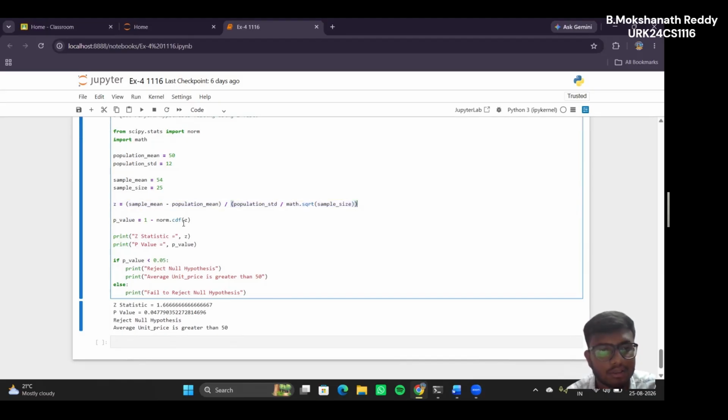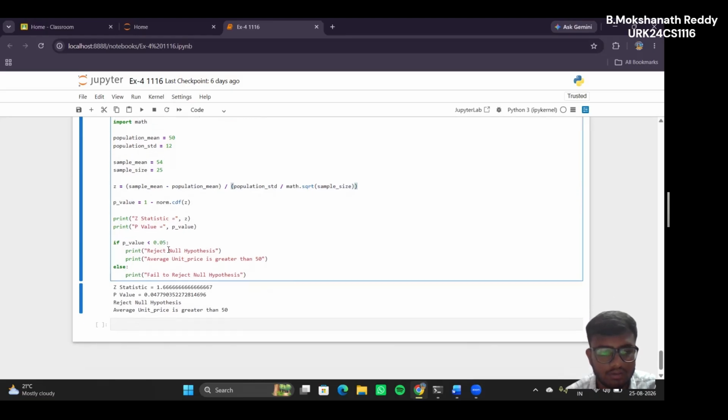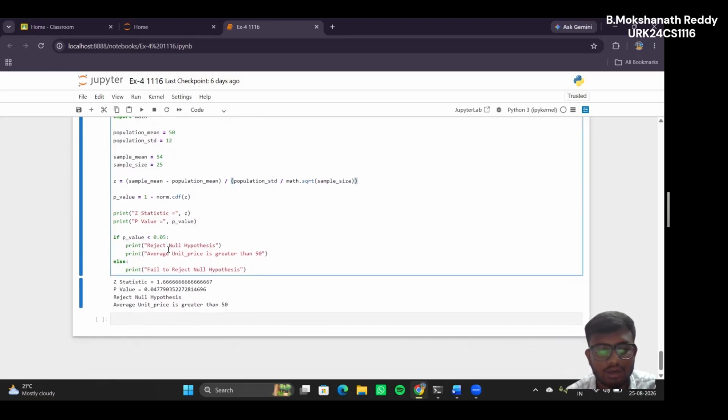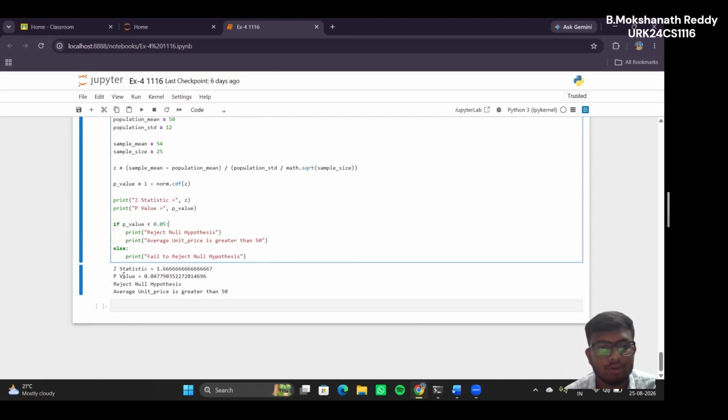Next, it finds the p-value using norm.cdf, this syntax keyword, and it compares the p-value with 0.05 as given here. And this is the output: Z statistic and p-value, reject the null hypothesis.